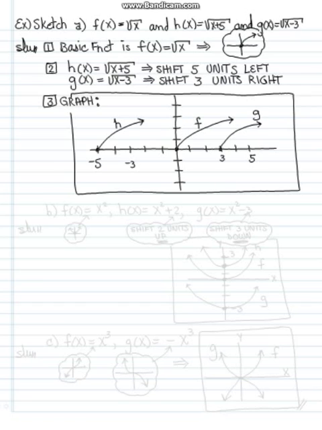Part b, we have f of x is equal to x squared, and we're given h of x is equal to x squared plus 2, and then g of x is equal to x squared minus 3. Okay, so let's consider the basic function is x squared, and that function is just a happy face parabola. It's not centered at the origin, it has a vertex at the ordered pair 0, 0.